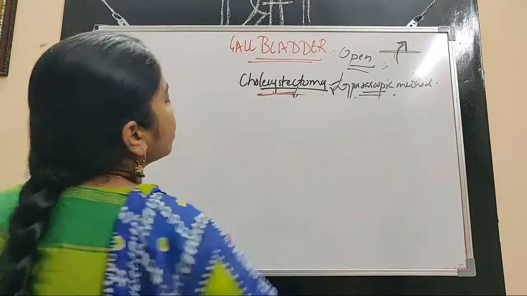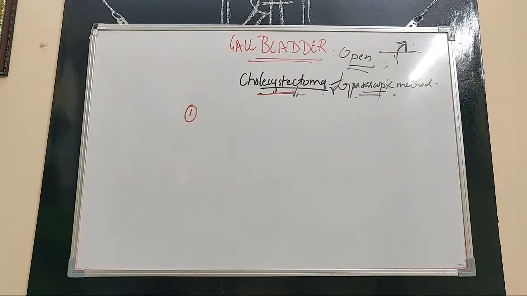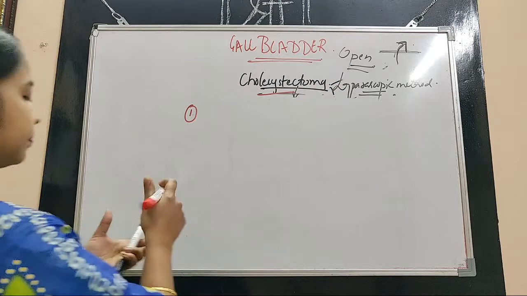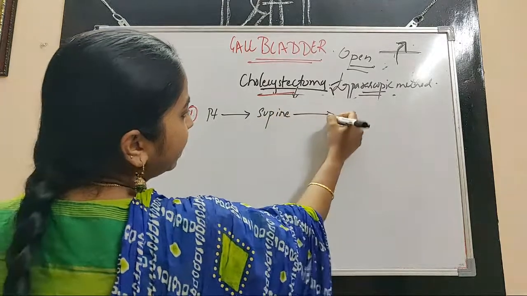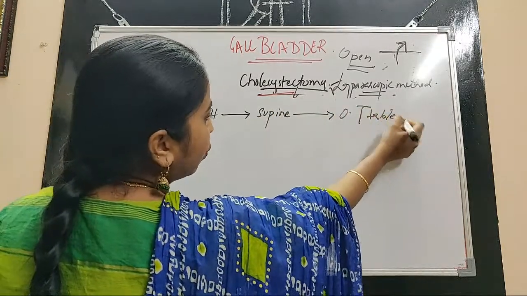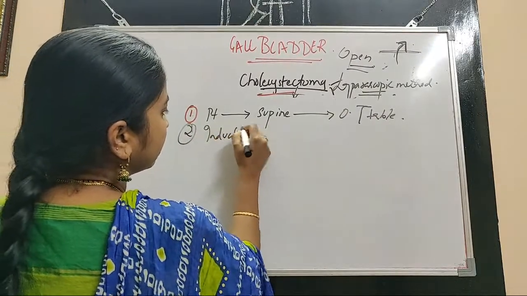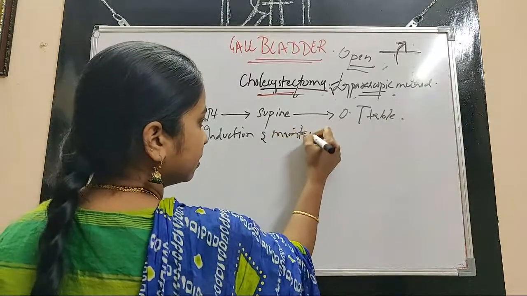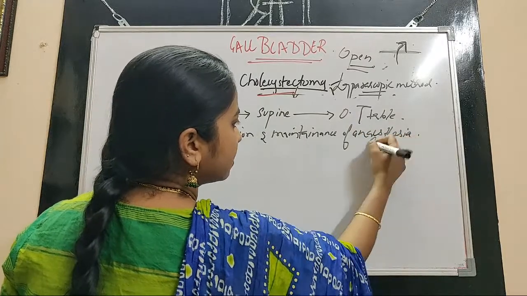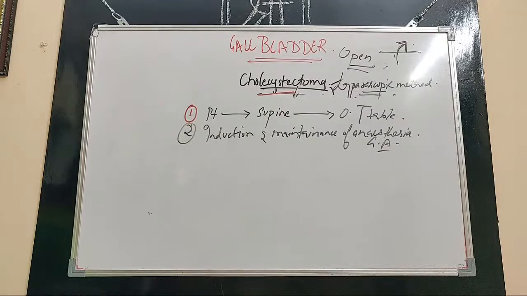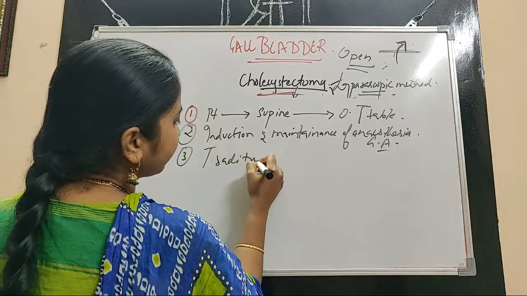Now, as we have already seen, going step by step into the procedure: the patient is supine on the OT table. The next step is induction and maintenance of anesthesia, that's the GA usually. After this, the next thing that comes is the traditional part preparation.